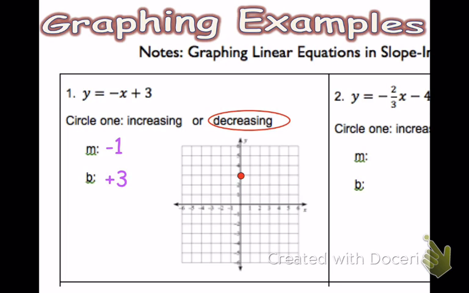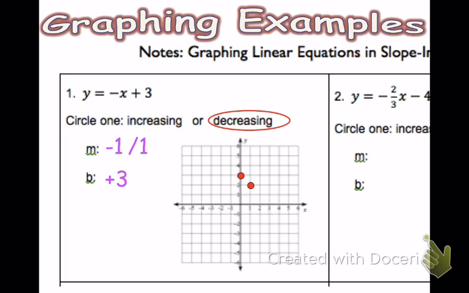And from here, my m is -1, which means I'm going to be going down 1 as I move over 1. So I'm going to make the first number into a fraction. I'm going to divide it by 1. And the first number is going to be the rise, and the second number is going to be the run. So I'm going to rise -1, so I'm going to drop 1 and go over 1. So that's where this point comes from. So I'm going to go down 1, over 1.